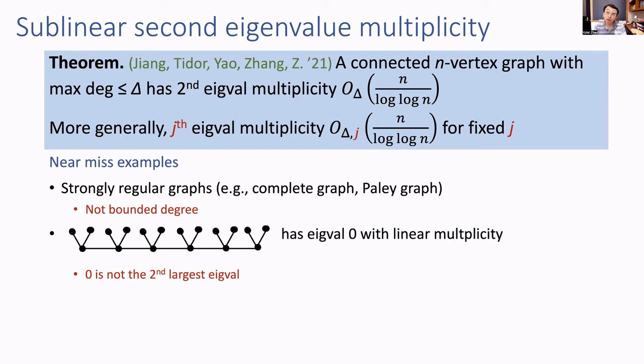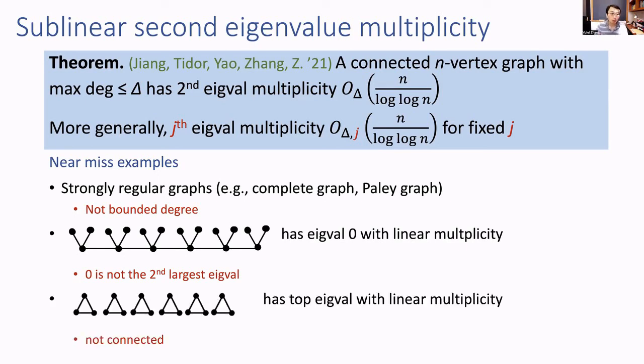In fact, later on, I will even show you an example where the smallest eigenvalue has linear multiplicity. So our theorem is really about one of the top eigenvalues. It's not about the middle eigenvalues, it's not about the smallest eigenvalues, it's about the top eigenvalues. If you drop the connectivity hypothesis, you can also easily come up with counterexamples, such as this graph here. It has top eigenvalue with linear multiplicity because the spectrum is just repeated however many times you repeat the graph.